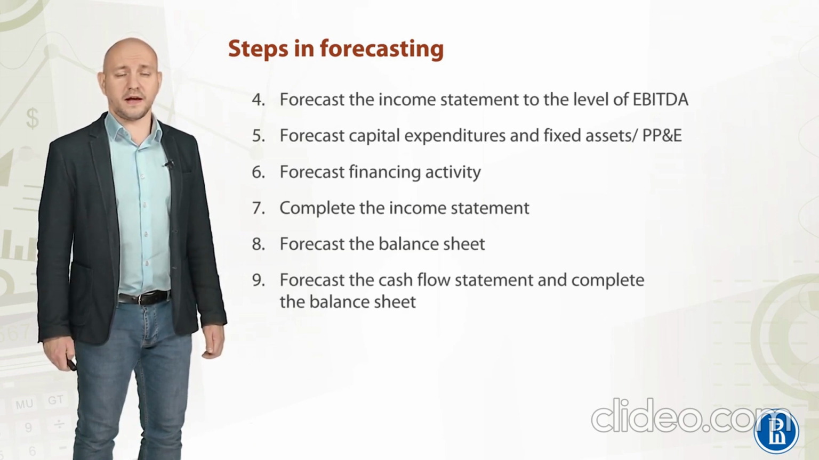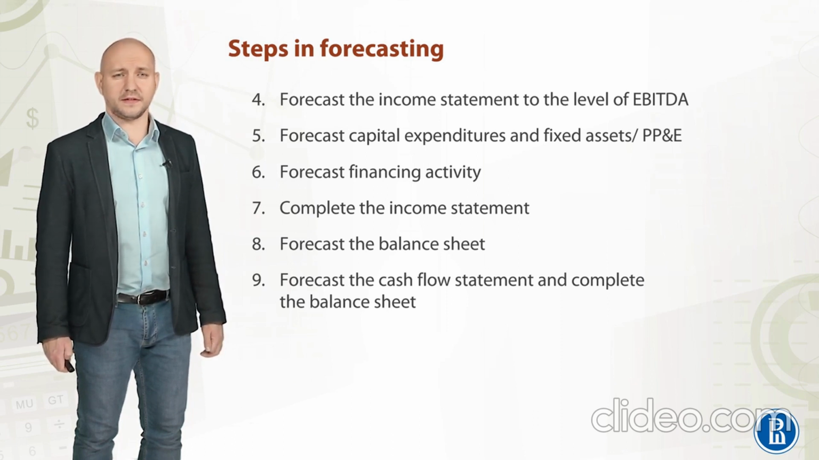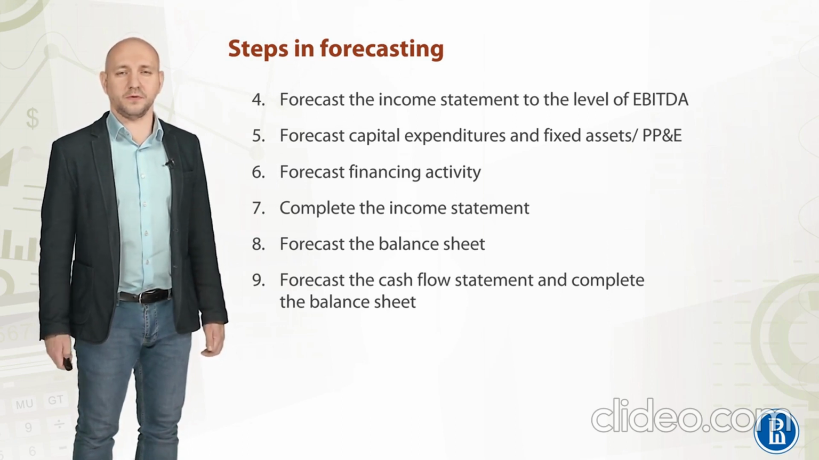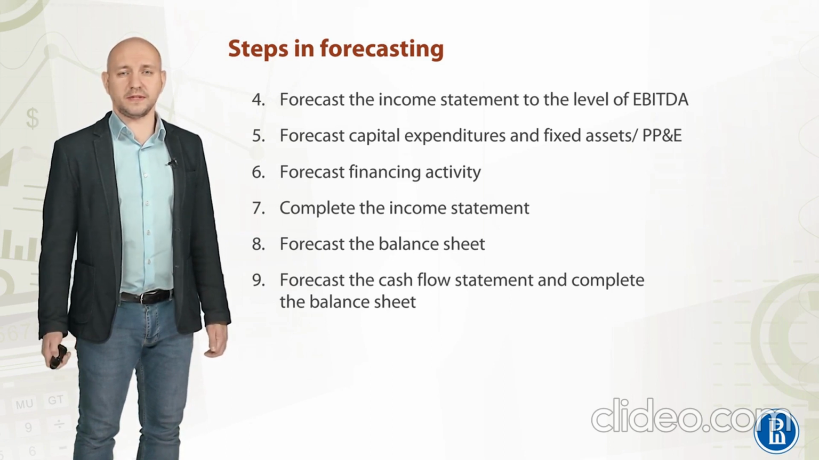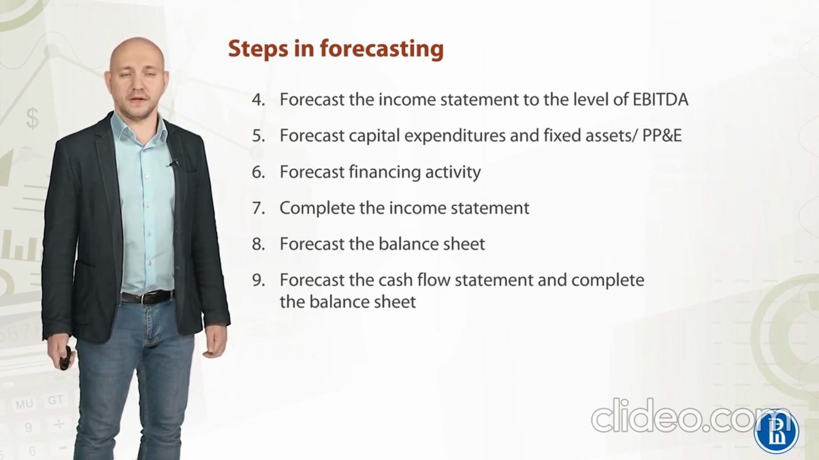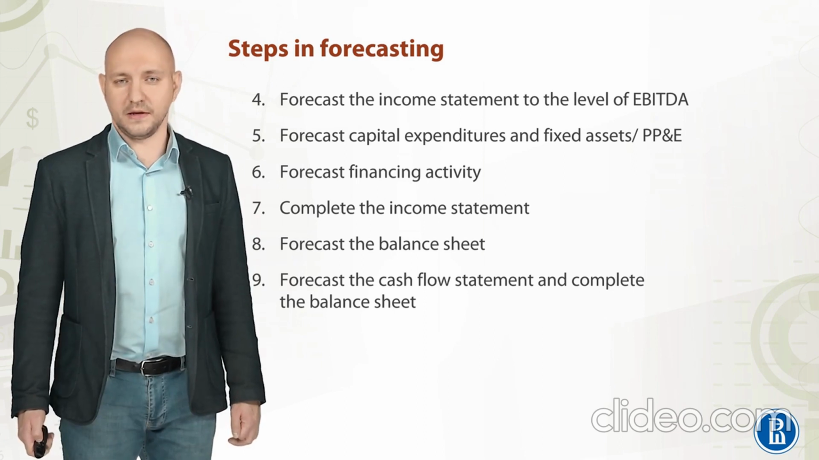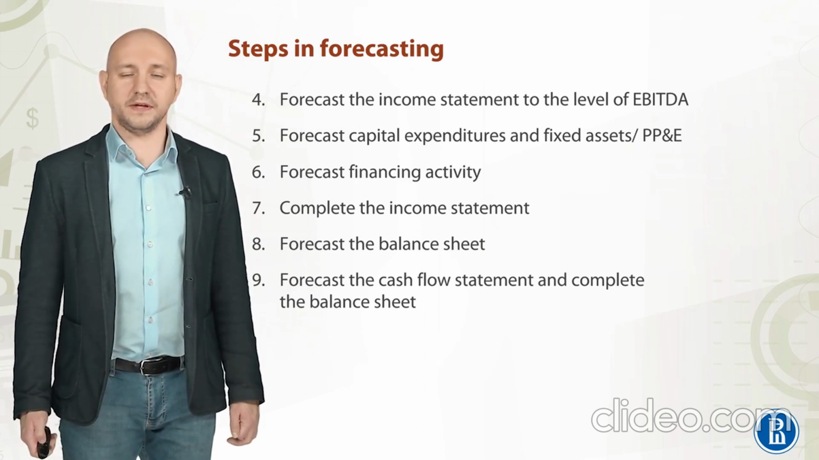And here we see the other steps that are going to be covered at this lecture. So you need to forecast the income statement to the level of EBITDA at step 4. Then capital expenditures are forecasted at step 5. Then you forecast financing activity of the company. After that, you can complete the income statement because you have got all the data that you needed. So we have got EBITDA, then we have got depreciation from step 5, and then we have got interest expenses from step 6. So at step 7, we complete the income statement.